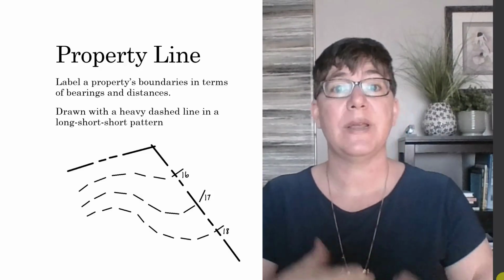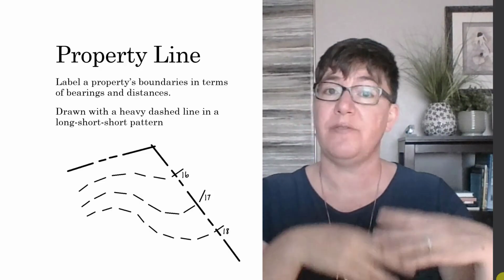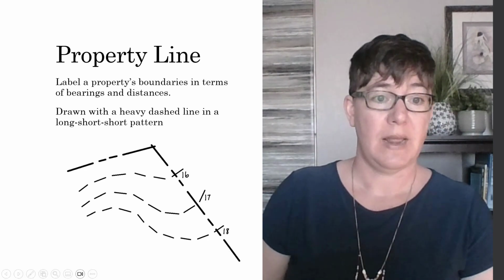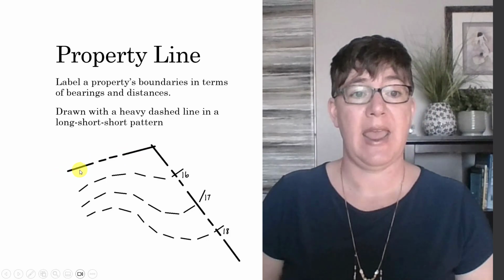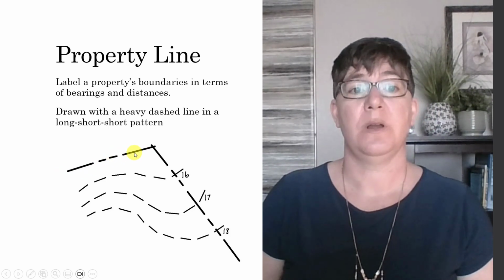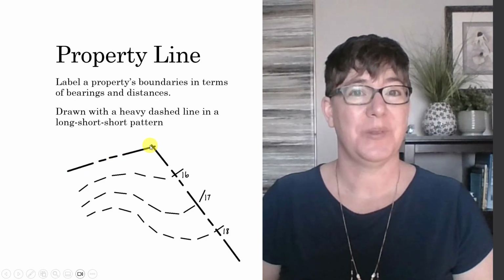On a site plan, we're going to draw a property line to define those property boundaries. And it will be a very heavy dashed line in a long, short, short, long pattern.